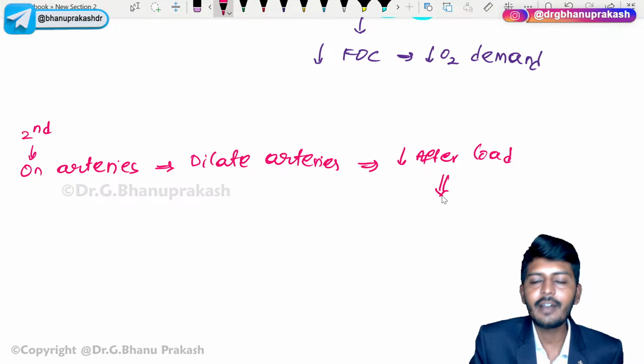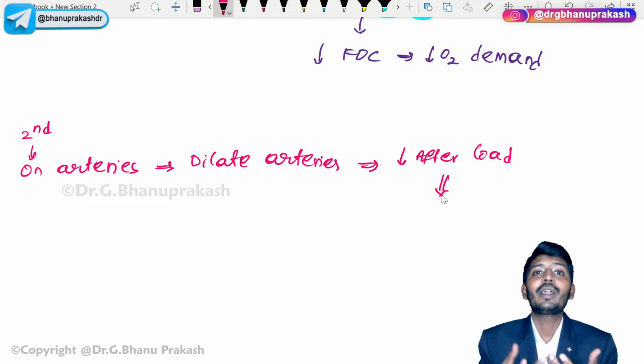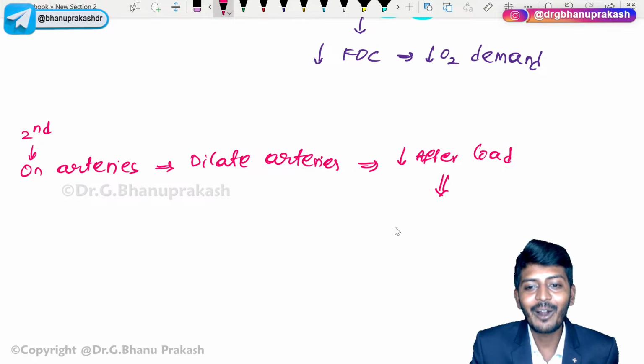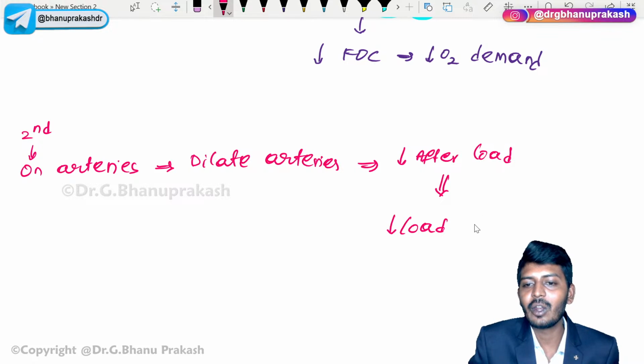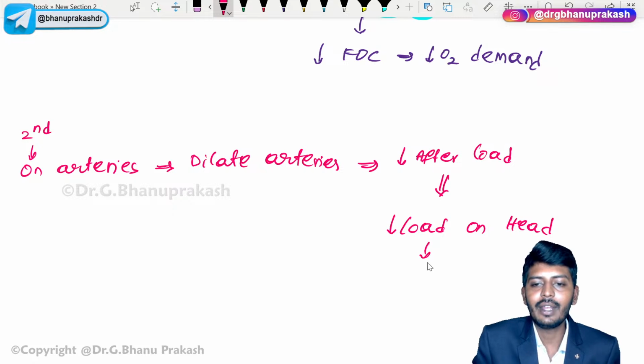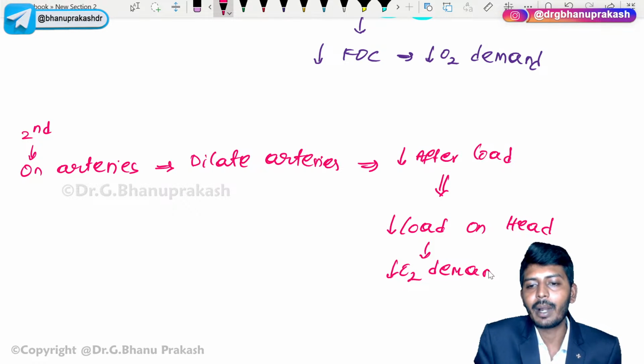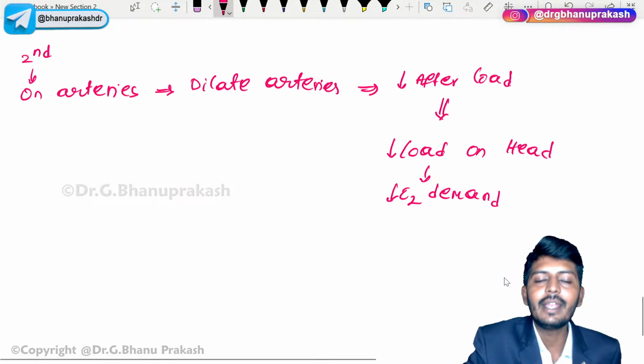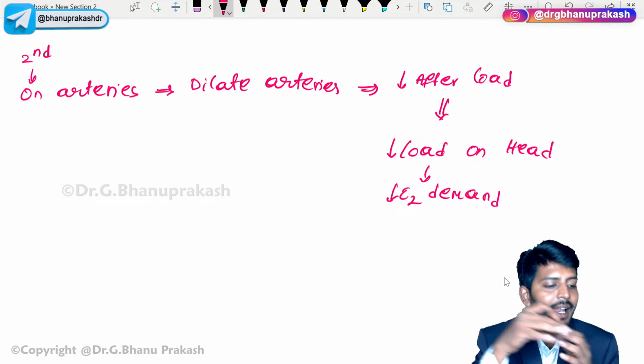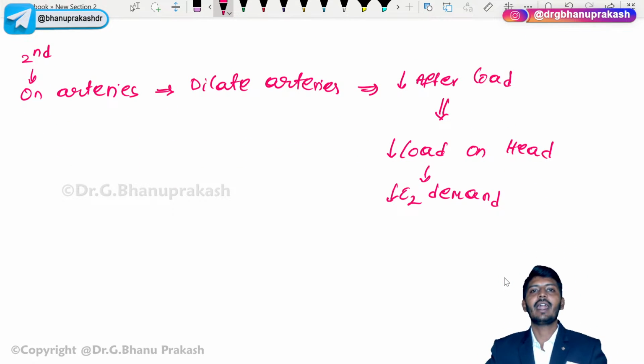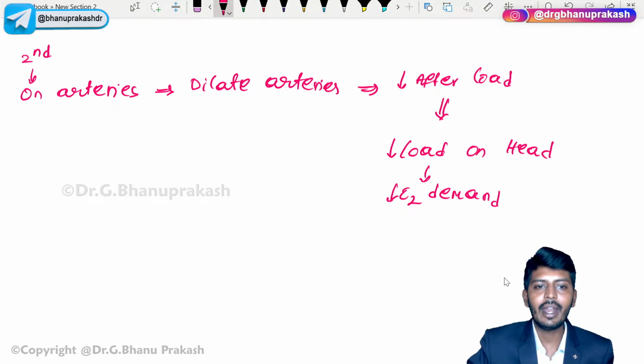So if there is a decrease of afterload, does the heart have to work more or less? Yes, the heart will also have to work less. It will decrease the load on the heart, and automatically that will decrease the O2 demand, because your heart can pump the blood very easily if the arteries are dilated. So this is the story of your arterial dilation and venous dilation with respect to your angina.